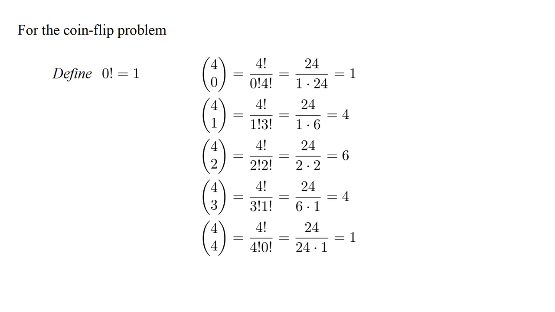There is a subtle point for A equals 0 or 4. We get a factor of 0 factorial in the denominator. There are good mathematical reasons why 0 factorial equals 1. But for our purposes, we can simply define 0 factorial to be 1. So our results match what we found by brute force counting. The number of microstates for A equals 0 through 4 are 1, 4, 6, 4, and 1.